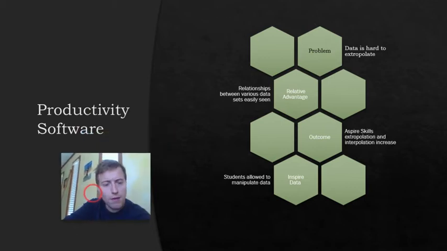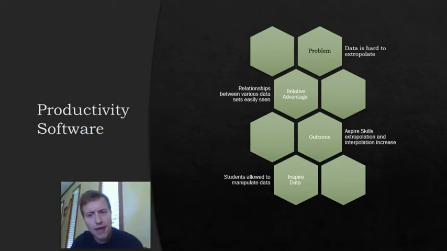Productivity software for science K-12. Our problem is data is often hard to extrapolate. It often takes a long time, especially as you get more and more numbers. The relative advantage of using this is relationships between various data sets can be easily seen. Our outcomes should be Aspire skills, extrapolation and interpolation works.